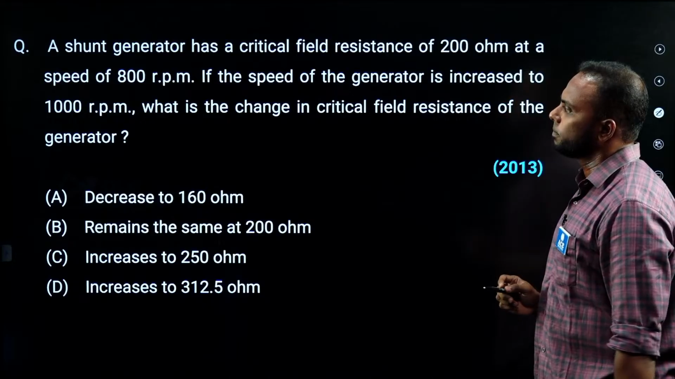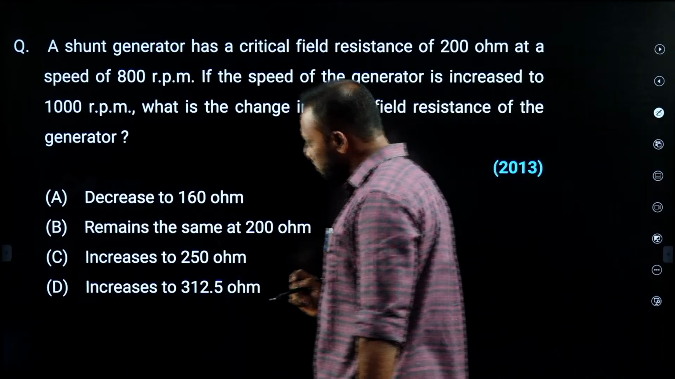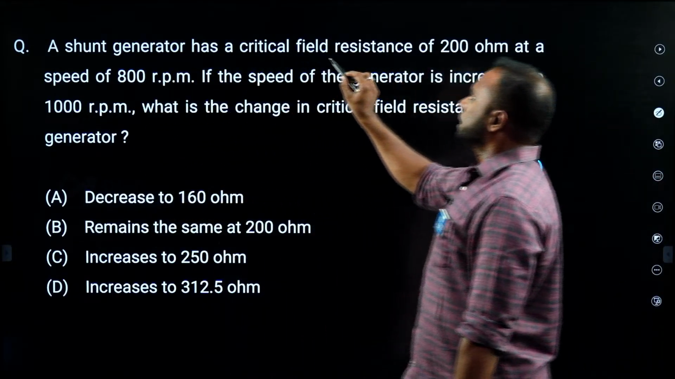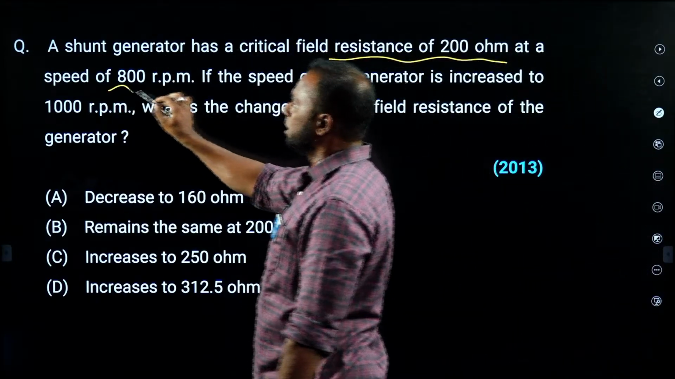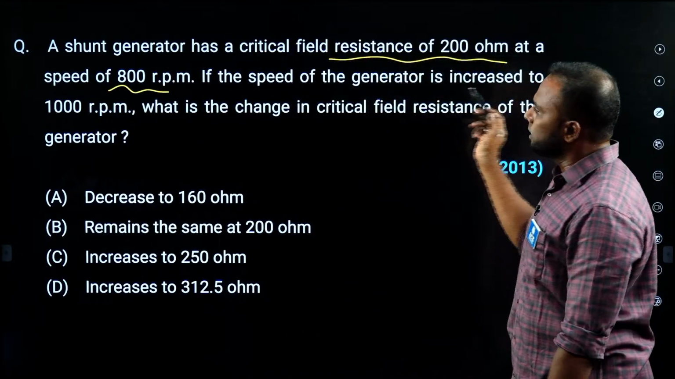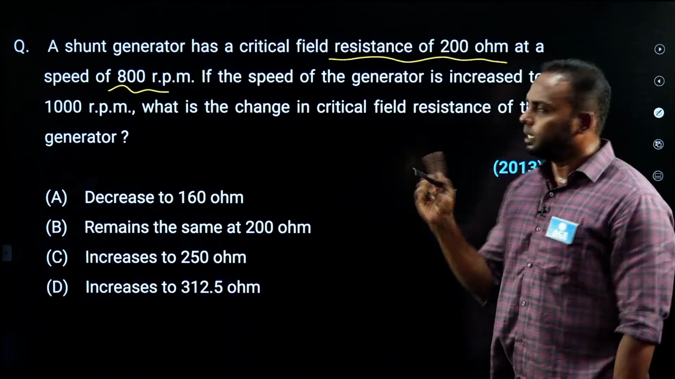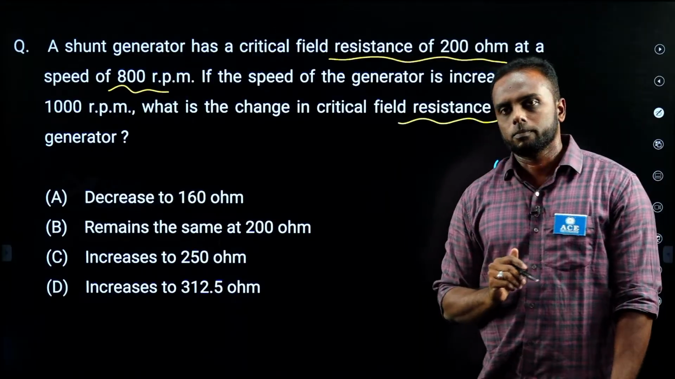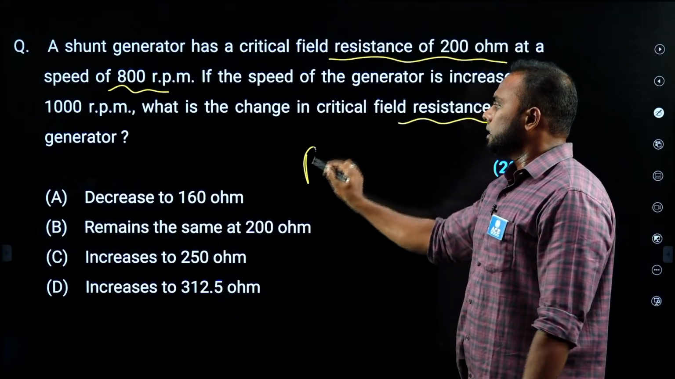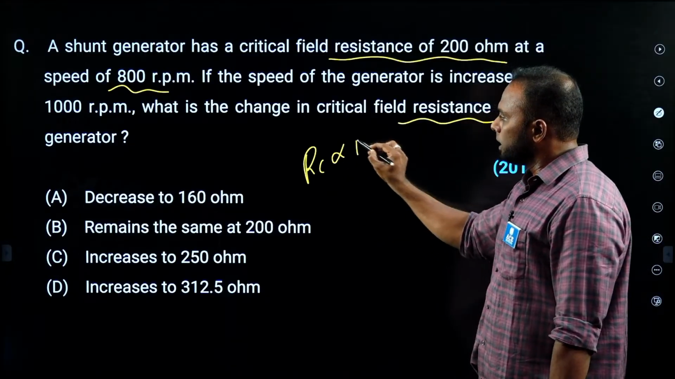Next, read this question, try to answer this. A shunt generator has a critical field resistance of 200 ohms at a speed of 800 rpm. If the speed of the generator is increased to 1000 rpm, speed increased from 800, then what is the change in critical field resistance? So remember, critical field resistance is proportional to the speed of the generator always.